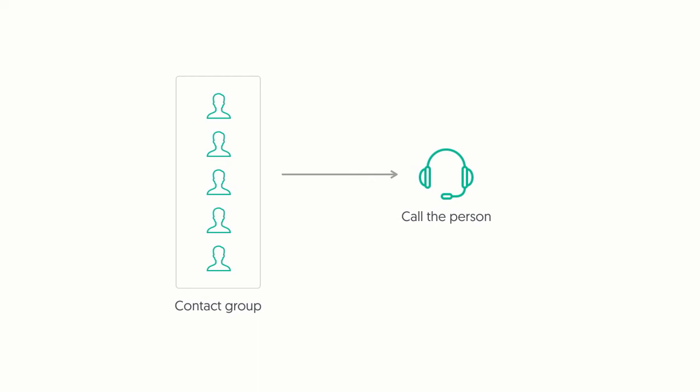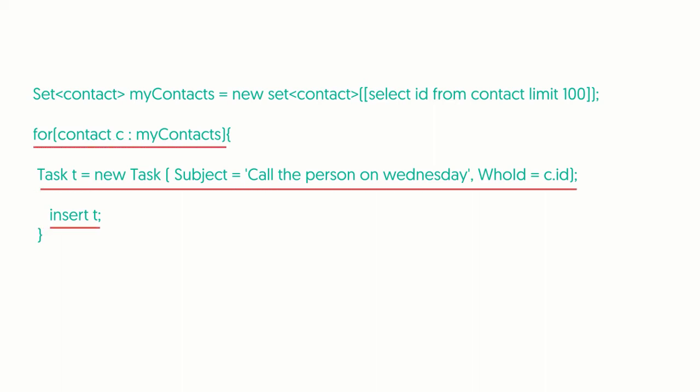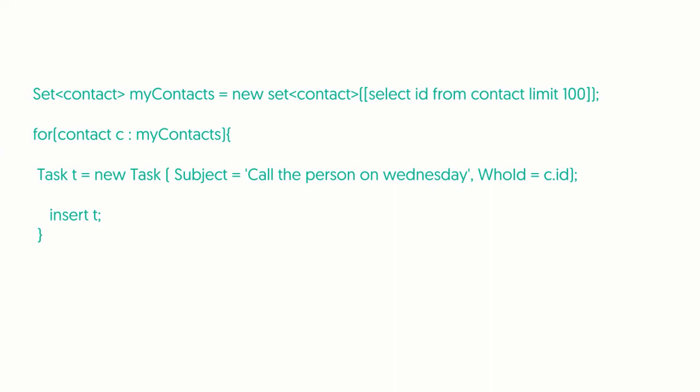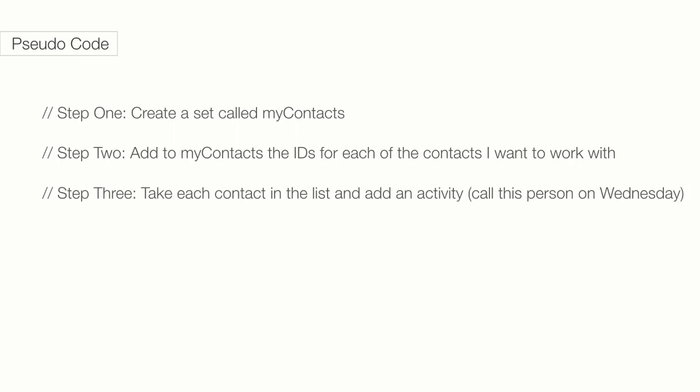And thankfully there is. This is where collections come in. We can create a collection, feed it our contact IDs, and then run through them all together as a group and create new activities. Much better. If I were to write this out in plain English, also known as pseudocode, it might look something like this. Create a set called My Contacts. Add to my contacts the IDs for each of the contacts I want to work with. Take each contact in the list and add an activity. Call this person on Wednesday.